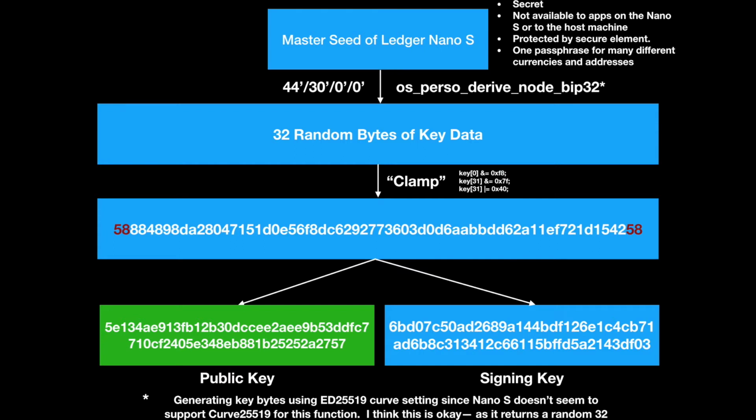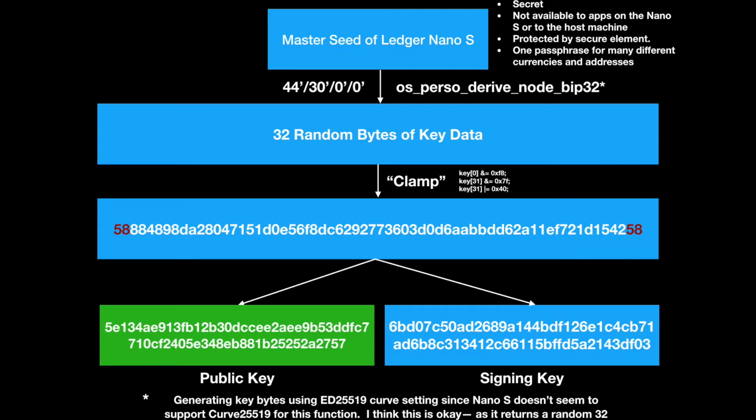The Ledger SDK provides a function known as OS Perso Derive Node BIP32. This function will provide 32 random bytes of key data, given a key path in BIP32 format. You'll note here that 30 actually indicates Burstcoin. You cannot reverse engineer the 32 random bytes of key data back to the master seed, and depending on your key path, there is additional salting going on, so in theory, your master seed phrase is kept perfectly secure.